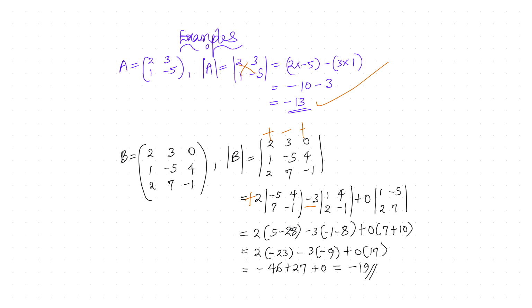So you have 2 out here, then minus 5 times minus 1, that's just 5, because minus times minus is plus, 5 times 1 is 5. Then minus, there's a normal minus there. Then 7 times 4, that's 28. Then we go ahead, minus 3. So 1 times minus 1 is minus 1. Then minus 4 times 2, that's 8. Plus 0, 1 times 7, 7.